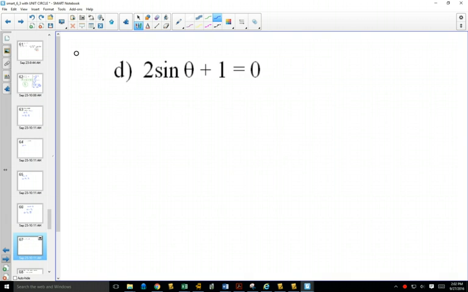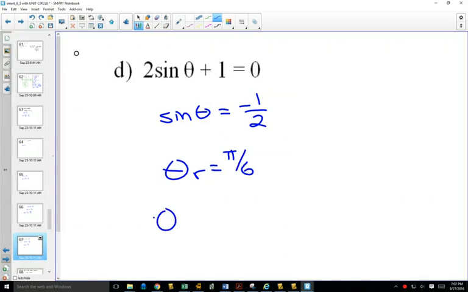And this one we have to do a little bit of work. In order to get sine theta by itself, you would subtract 1 and then divide by 2. Is 1/2 ever a y-coordinate? What family? Pi over 6. We're looking for negative 1/2, so we're looking in quadrant 3 and quadrant 4.